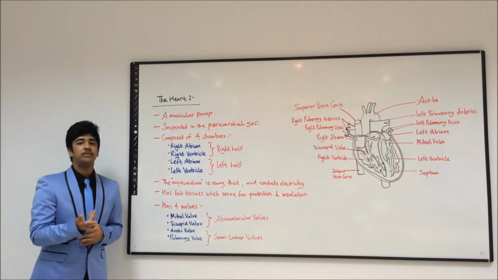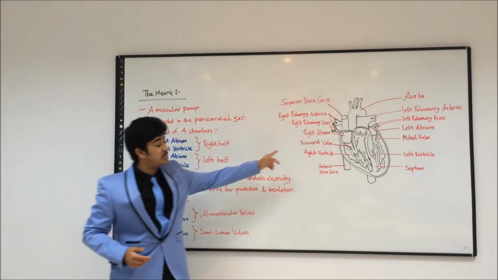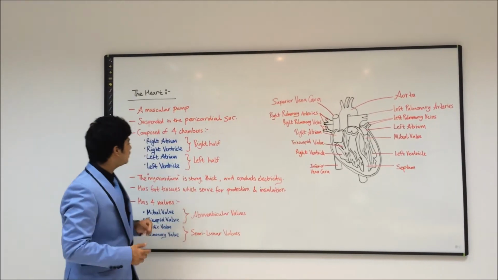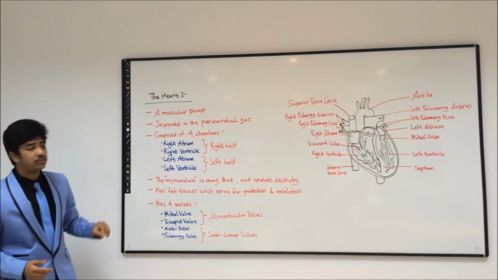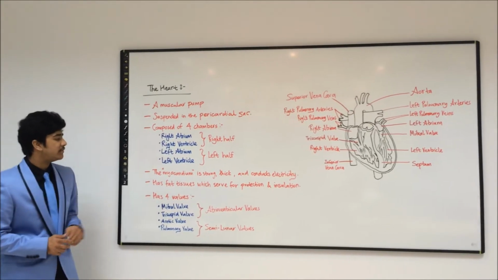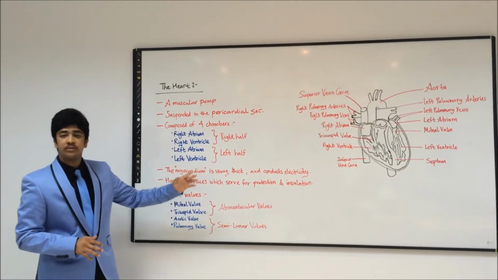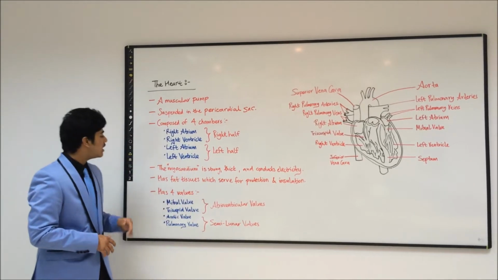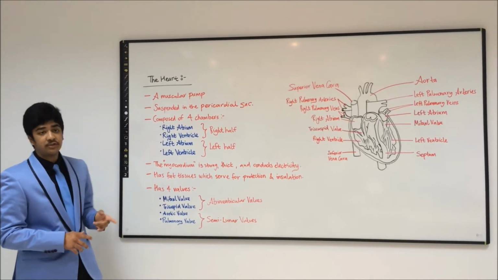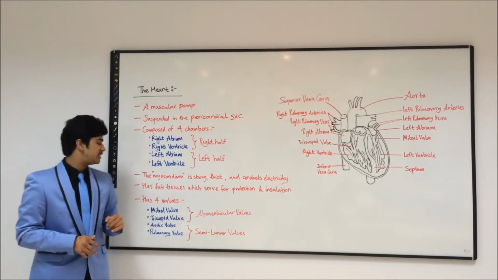So the heart is composed of four chambers, which are the right atrium and the right ventricle, as you can see here, which makes up the right side of the heart. It also has the left atrium and the left ventricle, which makes up the left part of the heart. The myocardium, which is basically the cardiac muscle cells of the heart, is strong, thick, and it also conducts electricity. And the heart is also covered in fat tissues, which serve for protection and insulation.